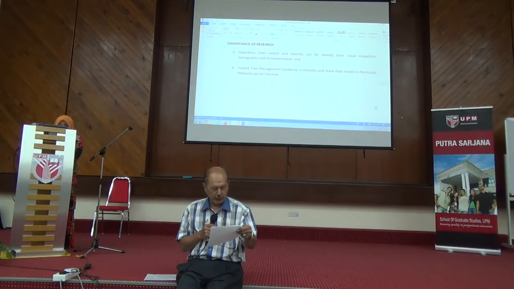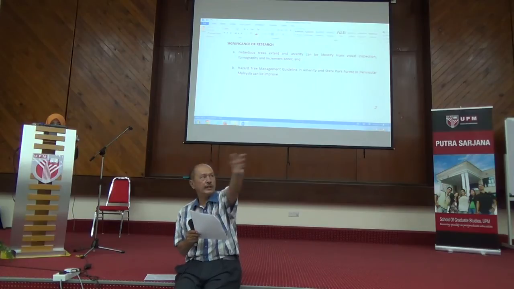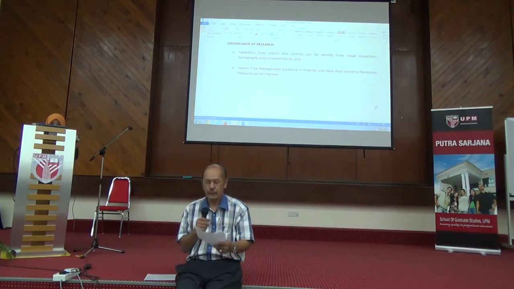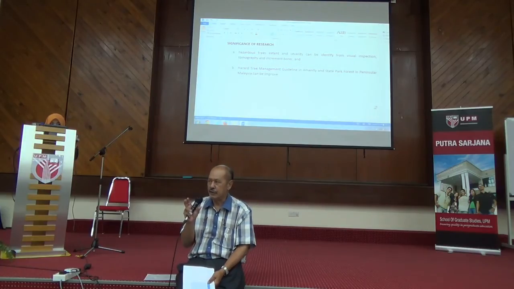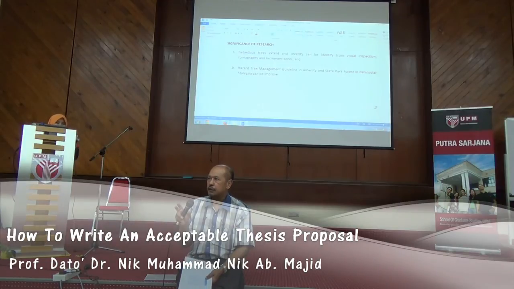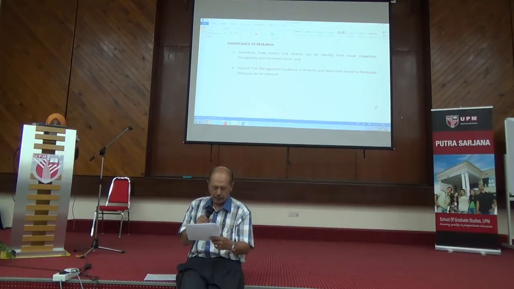Significance of research on hazardous trees and stability can be identified from visual inspection. So what? You can go and see the trees falling and rotting. No need, you look without visual. No science. What you should be doing is having scientific criteria to classify that a tree is dangerous, and what class, 1 to 3. So, hazard tree management guideline.